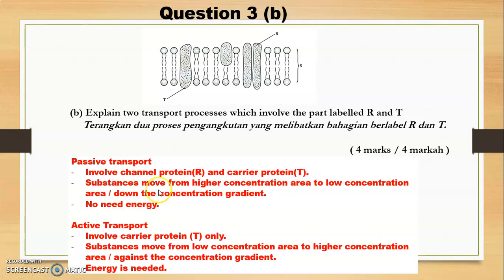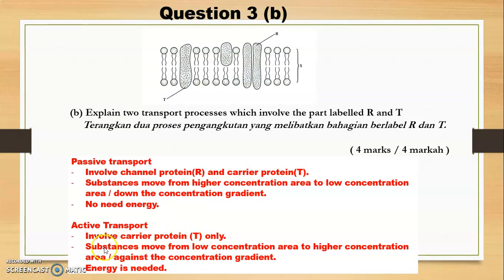Because of the 4 marks given in the question, when you explain the two types of transport, you have to mention 2 points for the passive transport and another 2 points for the active transport. Next we go to the active transport. You have to mention active transport, you will get 1 mark. And then second point, involve carrier protein only.